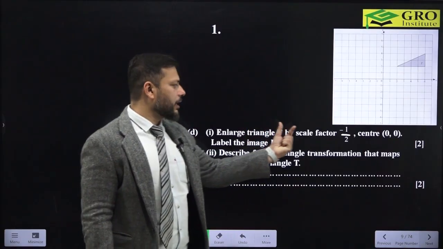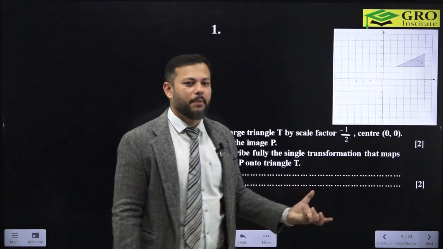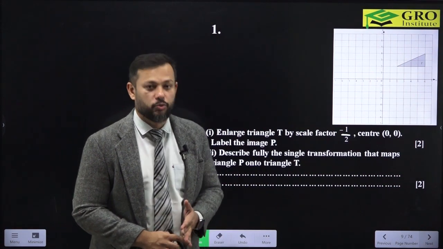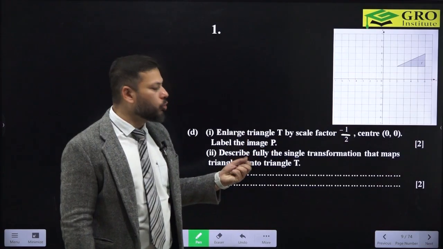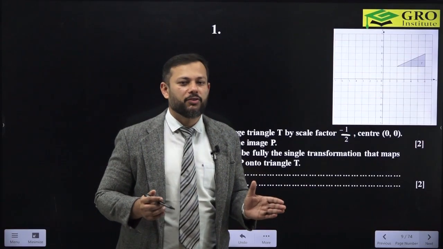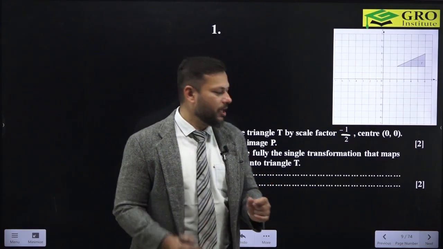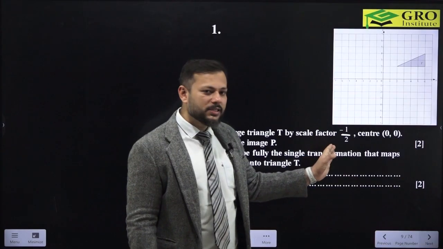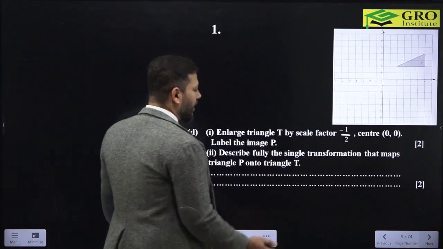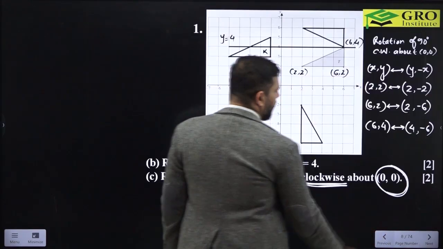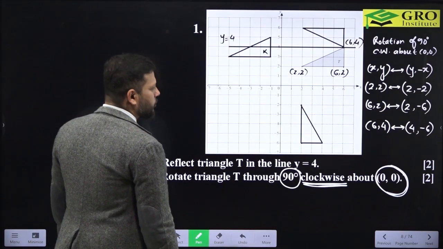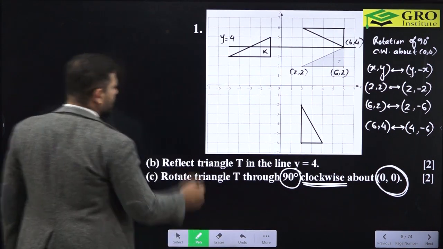We have to enlarge triangle T by the scale factor -1/2. The negative sign tells us that it is going to be reduced, isn't it? And -1/2 means it has to be reduced to half of the size. Whatever may be the length of the sides, it will be reduced to half. That is what it tells, and it's a negative sign. So I'll let you know what needs to be done. The center should be (0, 0) only, and we have to label that enlarged image as P. So again guys, a very important concept. Whenever it's about enlargement, about a scale factor, whatever is the scale factor, let us write.